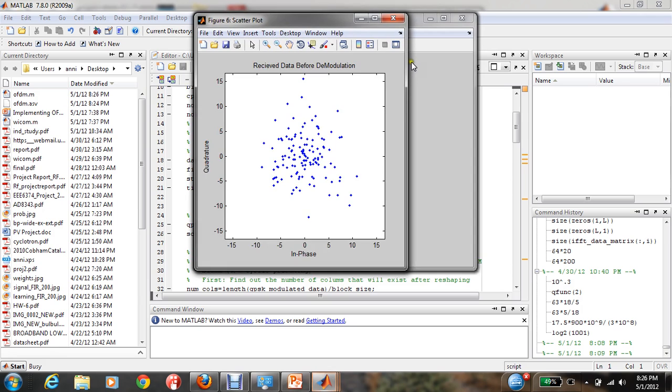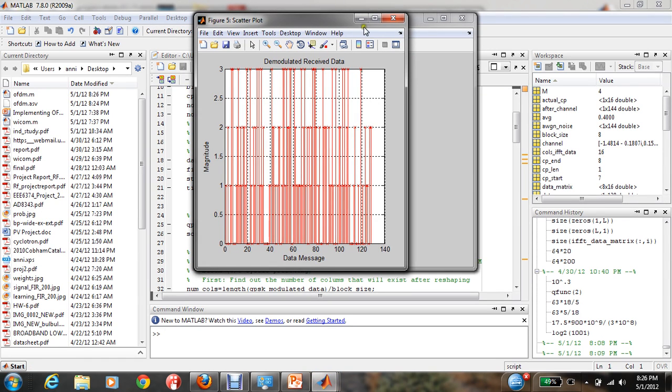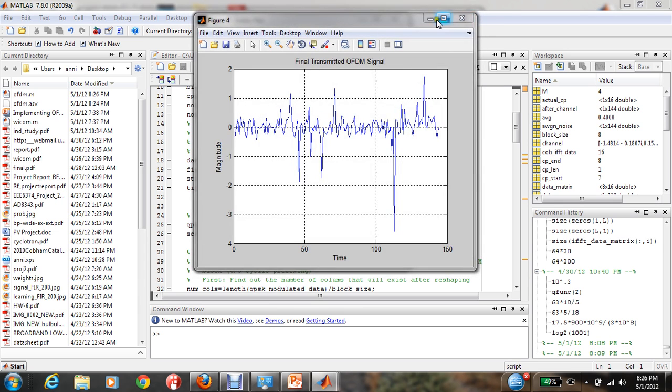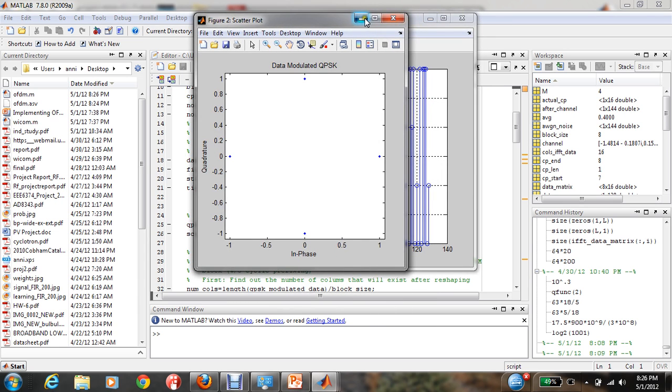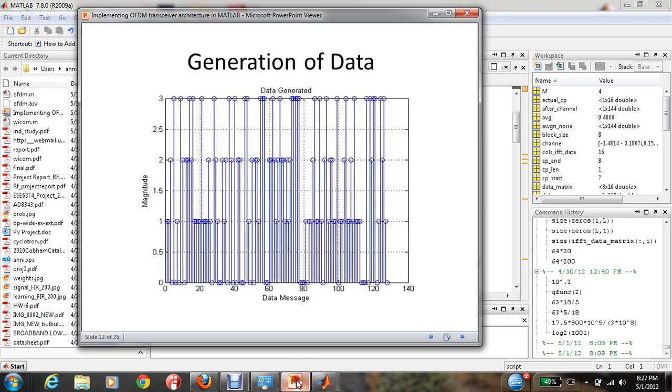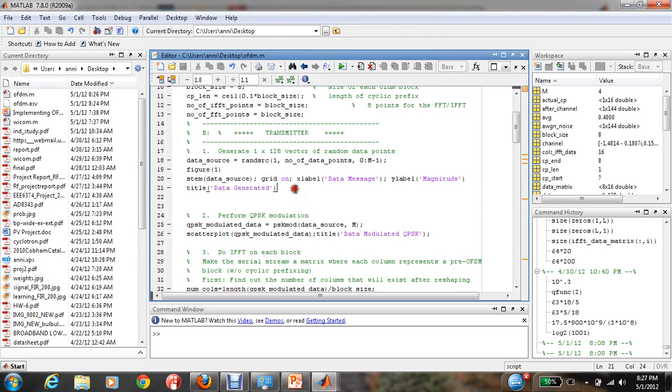So I will be explaining in detail all the plots that have been obtained. So this plot which we see is the data generated. It shows a total number of 128 messages, and this is the magnitude. So in my PowerPoint, I've put this plot in. This is the 128 data generated. So this is the first result of the first part of the simulation, that is generating the 128 data plot.